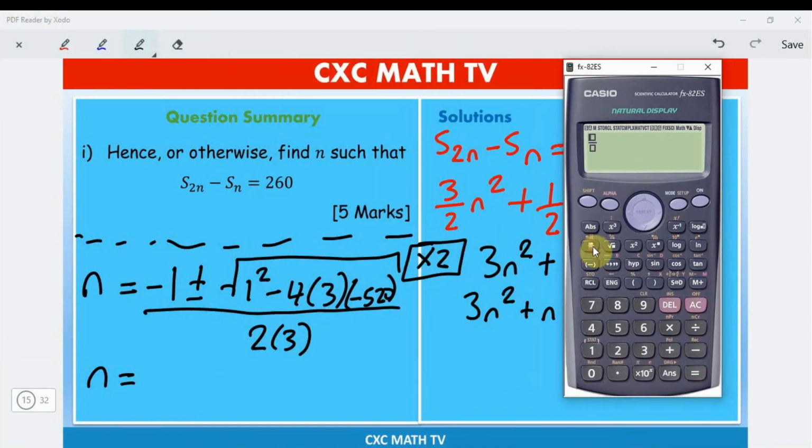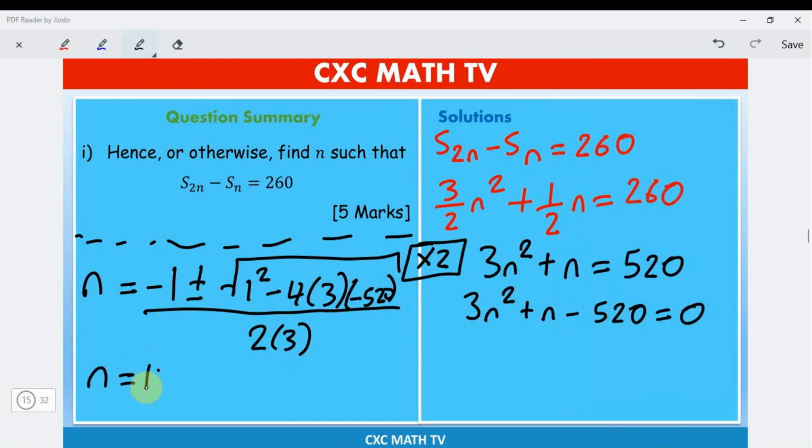So that is minus 1 plus the square root of 1 squared minus 4 times 3 times minus 520, all divided by 2 times 3, and this works out to be 13. So n equals 13. Or, look at this now, the next value is when you have the minus.